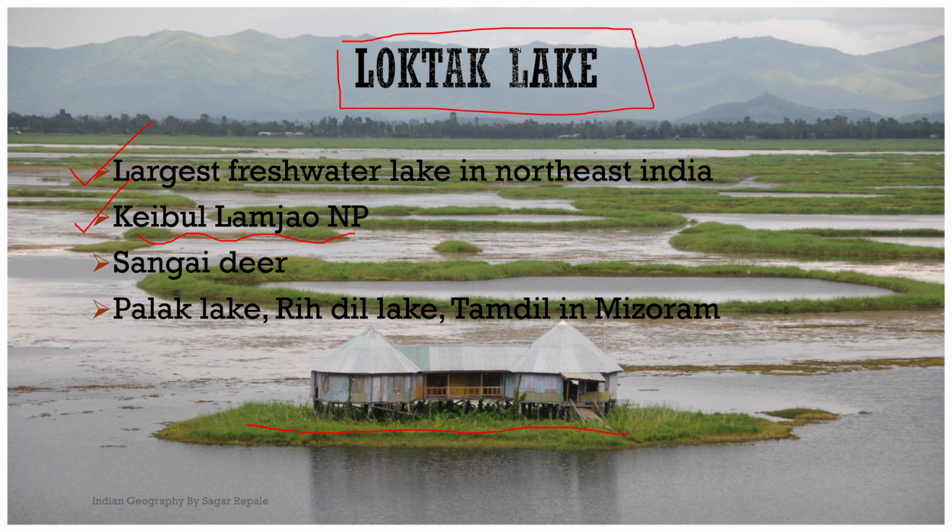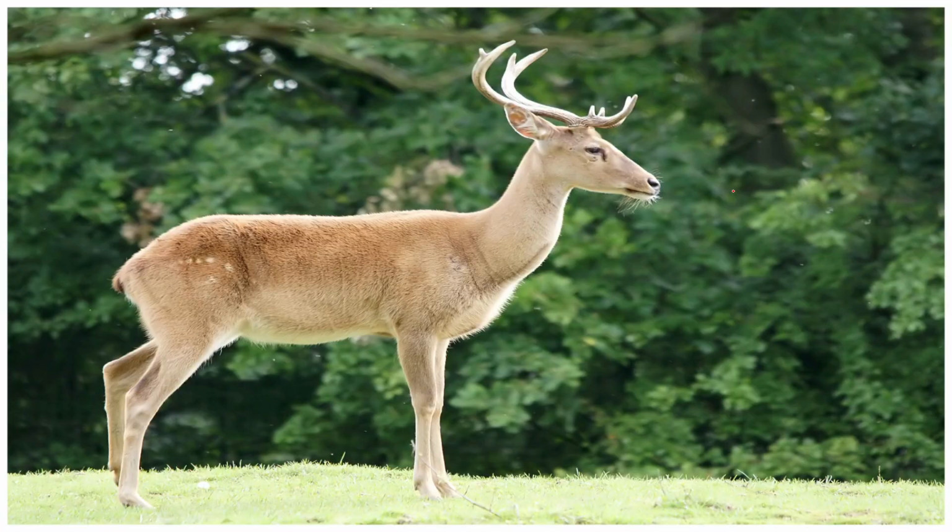This structure, they are called as what? Fumdis. This structure they are called as fumdis, which are created by the local vegetation over there. And you can see on that fumdis, this deer is very famous. There was a question on this deer also. This is what? Sangai deer.